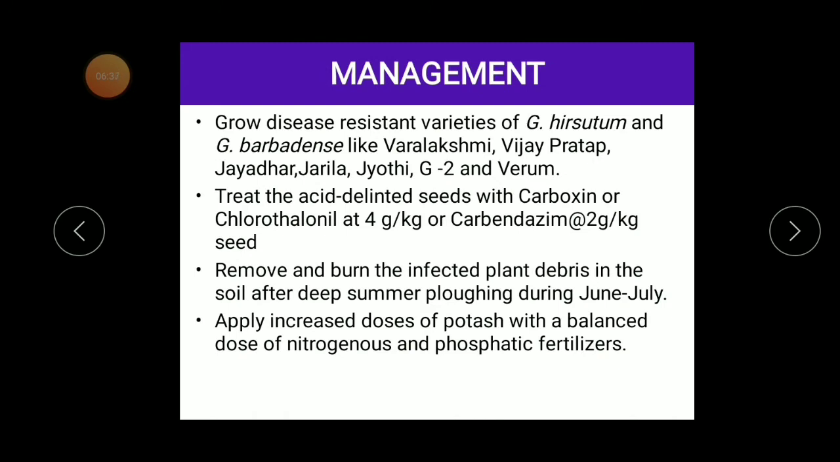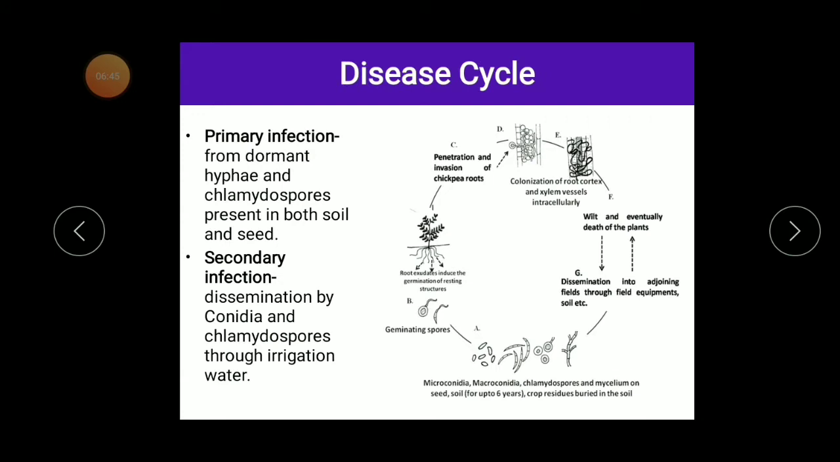This disease has various factors that favor its development. First one is soil temperature. Soil temperature of 20 to 30 degrees Celsius is very favorable for the disease's development. And the next one is a hot and dry period followed by rains.